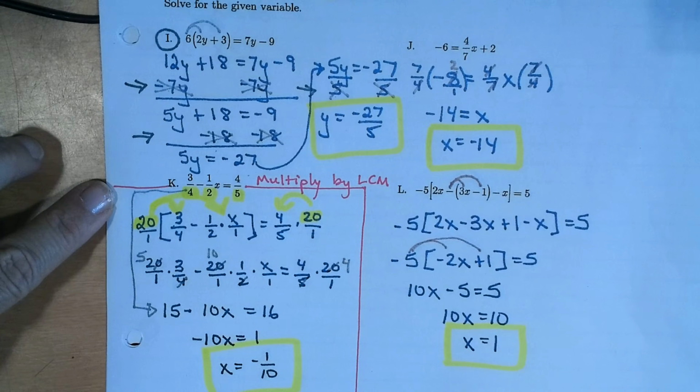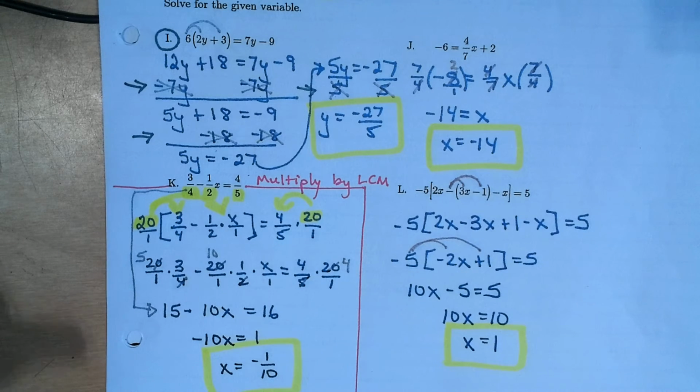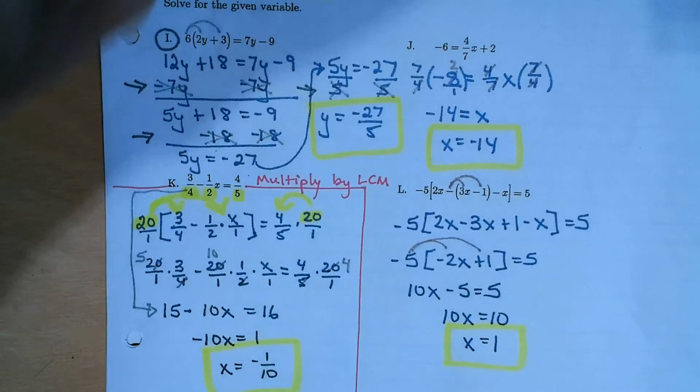But this is a piece of advice. Whenever you see fractions, make them go away. That's your first step. So to make them go away, what you do is you find the least common multiple of the denominators.